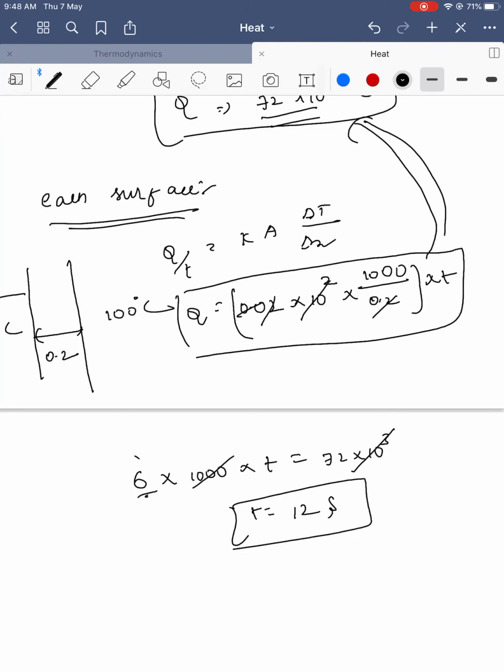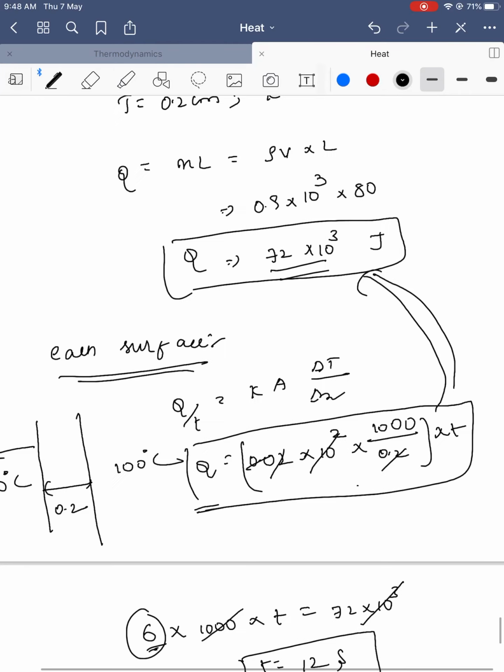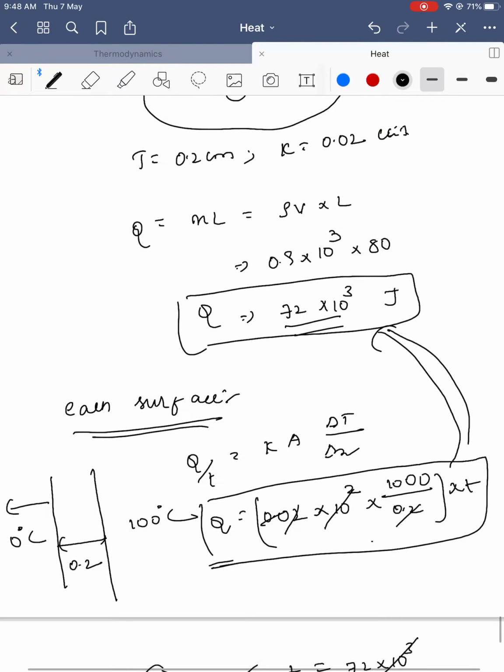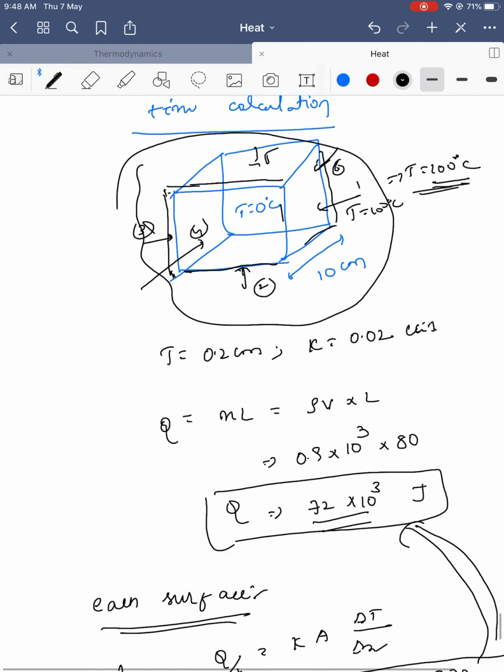So why 6 times? From one side it is this much, and 6 sides of the cube are exposed to heat. So that's why we calculated the time this way. I'm taking very few examples on this, but understand how to solve these problems. Thank you.